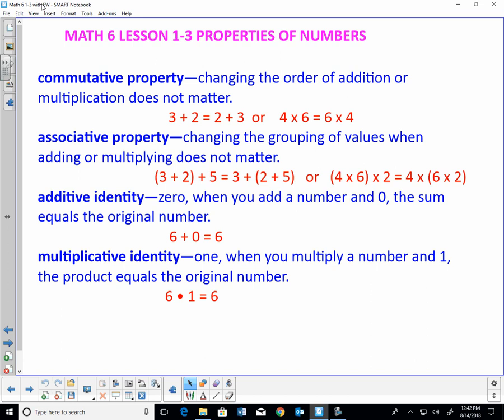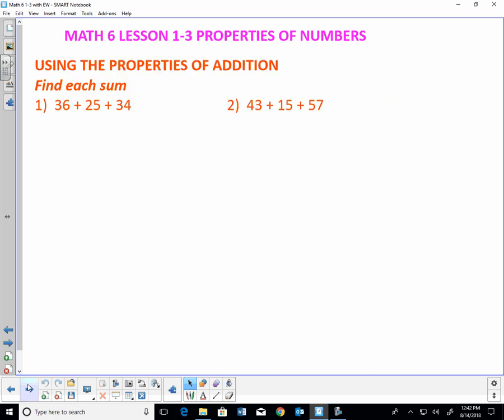Let's take a look at how we're going to use the properties. Most of you probably do this and you don't even realize you do it most of the time in your head. You rearrange things to make them easier to add or to multiply. For instance, if I have 36 plus 25 plus 34, I'm going to rearrange this so that 36 plus 34 comes first. I want to group those 2 together and then add 25 to that at the end. You might say, why? Because I know 6 and 4 is 10, 3 and 3 is 6, so 36 plus 34 is 70.